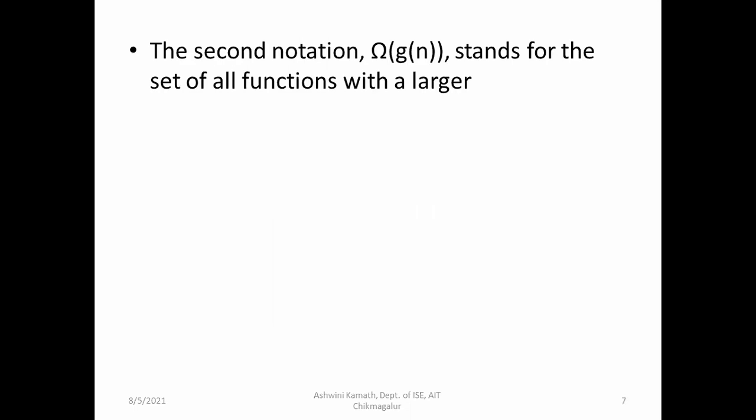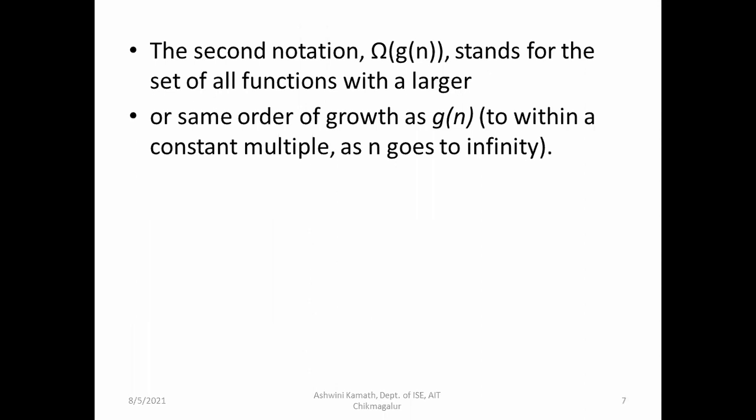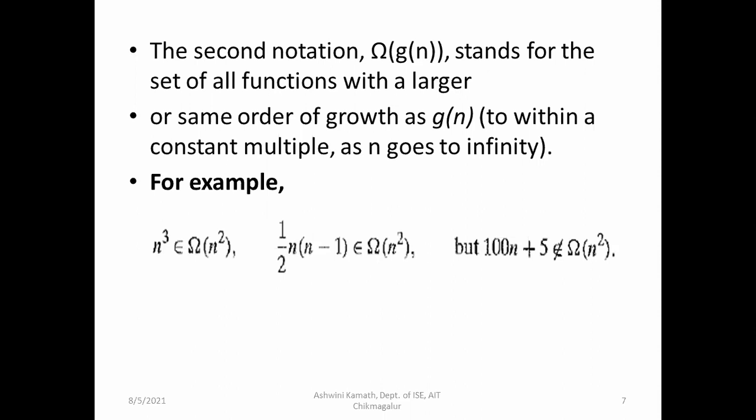Okay. Similarly, the second notation is omega of g of n. This is for larger or same order of growth, usually used for larger order of growth. See with the example, n cube belongs to omega of n square. So n cube is greater than n square, right? So I can write n cube belongs to omega of n square.